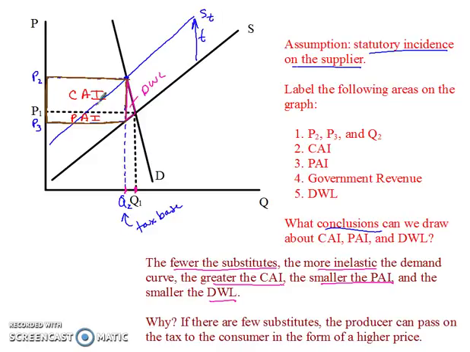Additionally, the consumer is going to pay most of the tax and the producer is not going to pay much of the tax, because the producer can pass the tax on to the consumer in the form of a higher price, and because the consumer believes that there are few substitutes, they'll just pay the higher price. The producer can get away with raising the price. So when there are few substitutes, the consumer actual incidence will be larger, the producer actual incidence will be smaller, and the deadweight loss will be relatively small as well.